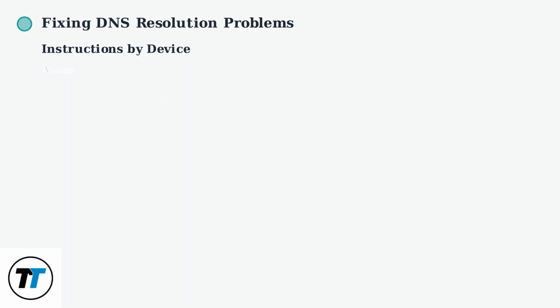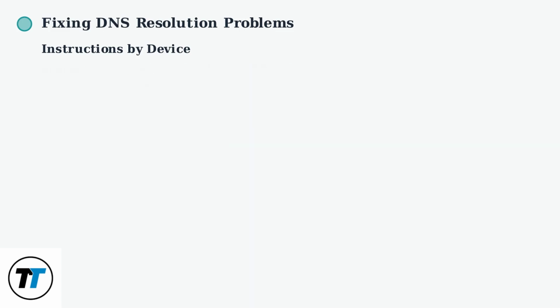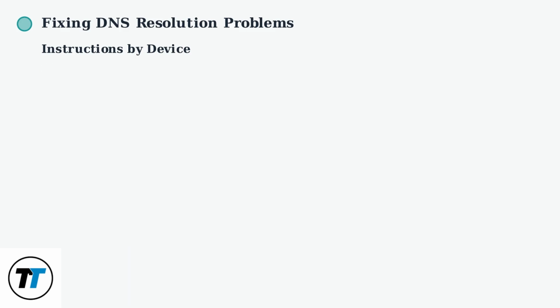DNS servers. On Android, go to Settings, Network and Internet, Private DNS, select Provider Hostname, and enter dns.google or p2.freecontrold.com. On iPhone, go to Settings, Wi-Fi, tap the info icon next to your network, scroll to DNS, and enter the addresses. After updating DNS settings, restart your device and test the IBKR app connection. This often fixes issues caused by unreliable ISP DNS servers.